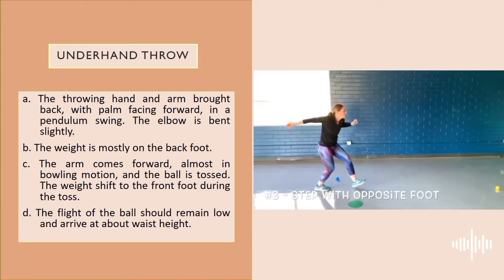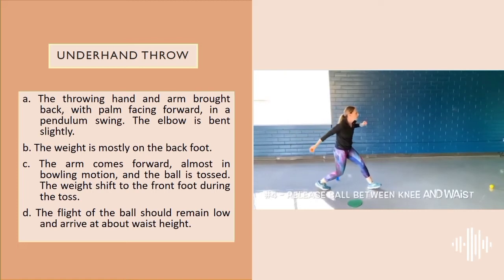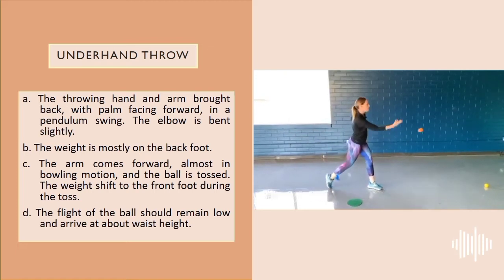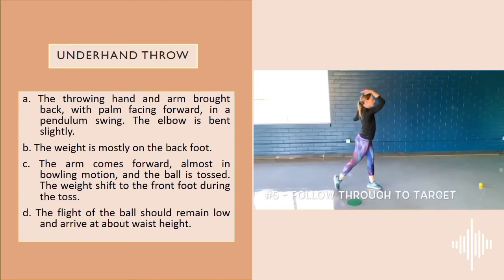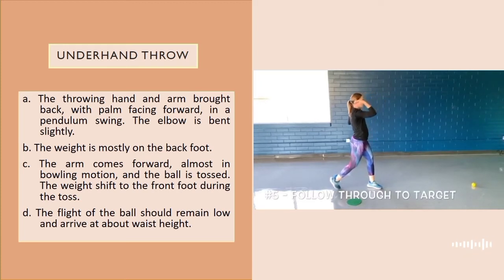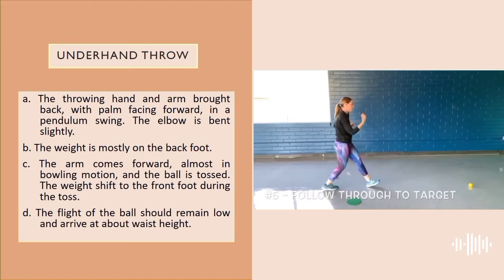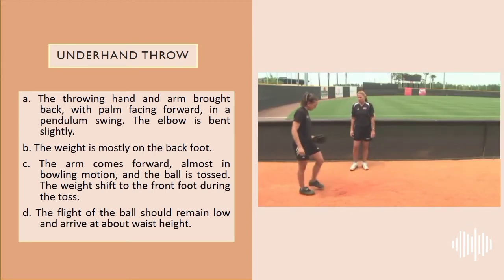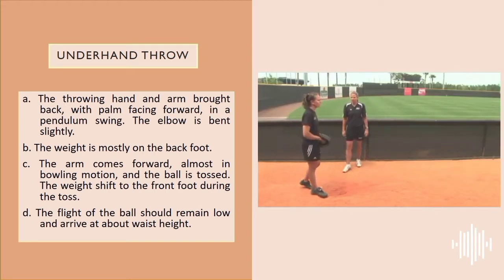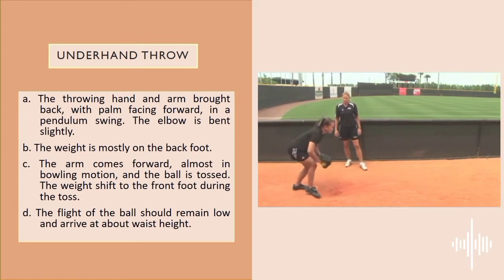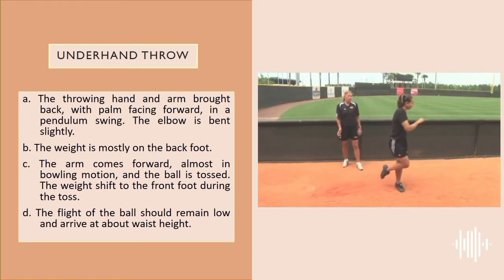B. The weight is mostly on the back foot. Remember, it must be on the back foot and not on the front foot. C. The arm comes forward, almost in a bowling motion, and the ball is tossed. The weight shifts to the front during the toss. Lastly, the flight of the ball should remain low and arrive at about waist height.